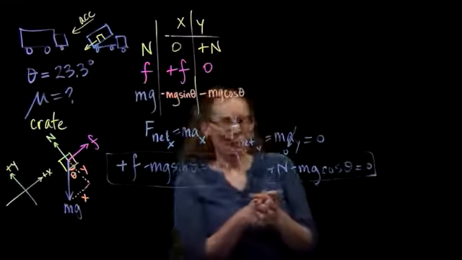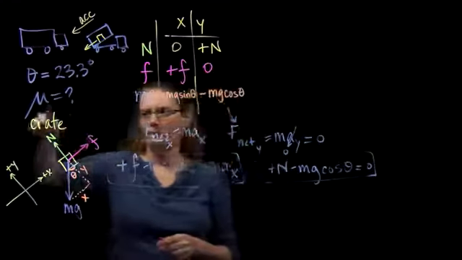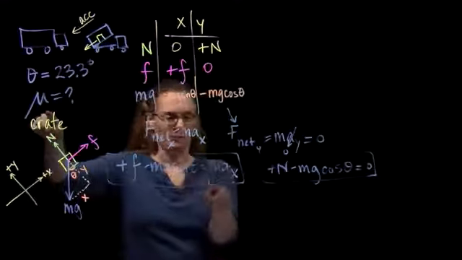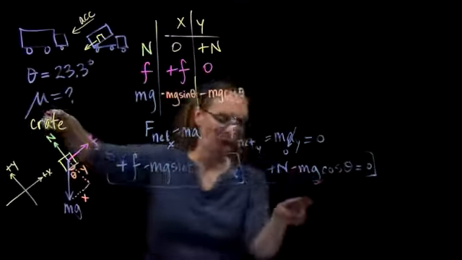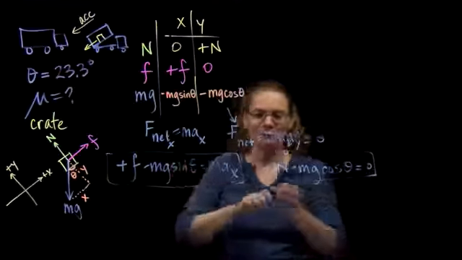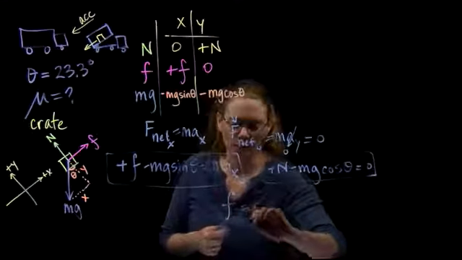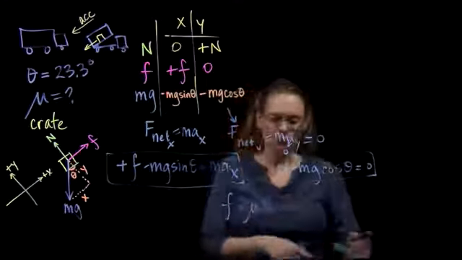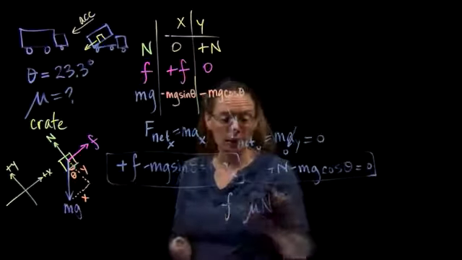Go back to what I'm looking for. What am I looking for? Mu. Okay, this doesn't have mu, this doesn't have mu. What is the only equation I have with mu in it? Well, that's a fun equation. The frictional force equals mu times the normal force. So that's a third equation I have.